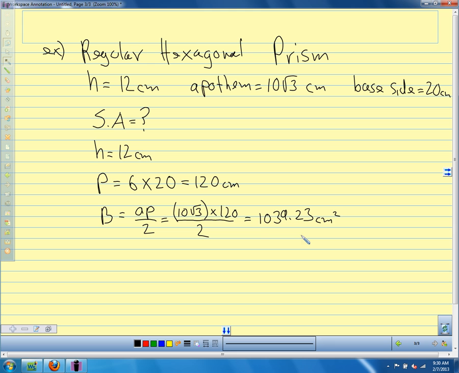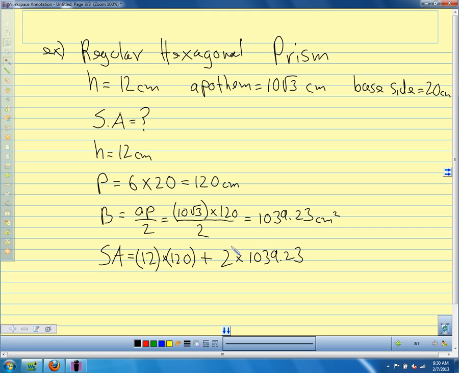Now we have everything we need to plug into our formula. So our surface area equals the height, 12, times the perimeter of the base, 120, plus 2 times the area of the base, 2 times 1039.23.